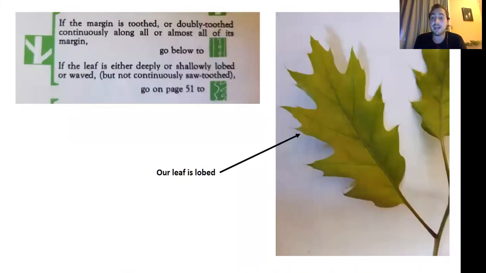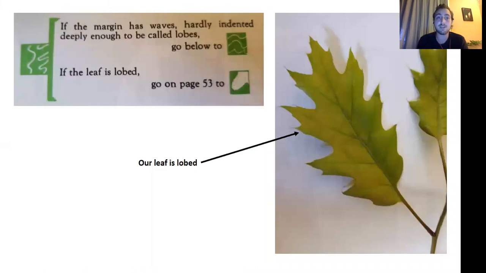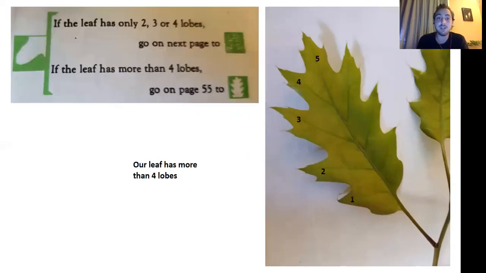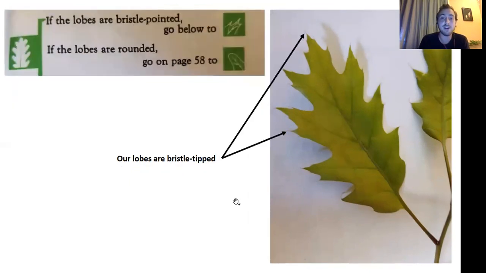We're then again asked about our margin. Because we have lobed leaves, we'll go to page 51, which really separates out the oaks from everything else. If the margin has waves that are hardly indented, a term for that is undulate, so it's just a waviness of the margin. But since our leaf is lobed, we're going to go to page 53, and it asks how many lobes we have. We have many more than 4, so we'll go to 55.